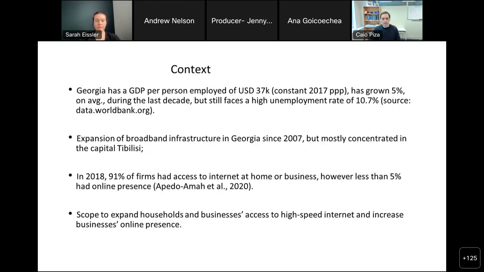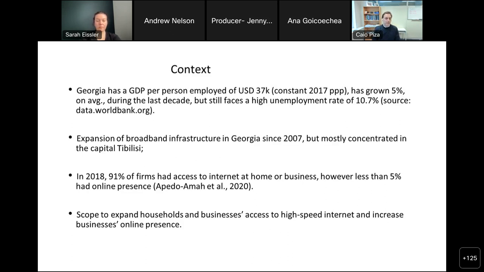Let me give you a little bit of an idea of what Georgia looks like. Georgia has a GDP per person employed, it's not GDP per capita, of $37,000 a year. It's a country that has grown substantially over the last decade, 5% on average. It was hit pretty badly by COVID during 2020, but in 2021 it bounced back pretty well. It still faces a high unemployment rate of 10%. Most businesses are small, and surprisingly, very few actually have an online presence.